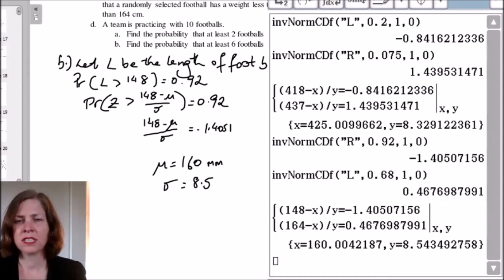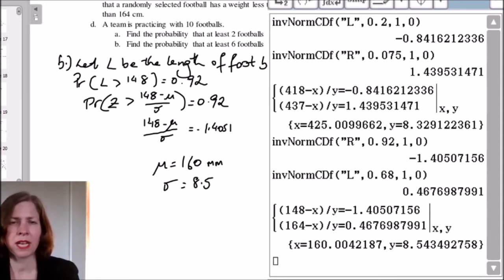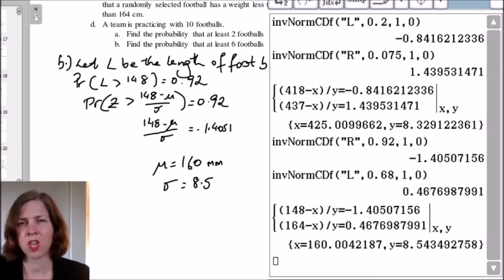So then I simply put that into simultaneous equations using X for mu and Y for sigma, and I got X is 160, so I wrote that down, 160 millimetres, and I got Y is 8.5435. I rounded that to 1 decimal place. Sigma is 8.5 because I wasn't told how many decimal places, and that seems a reasonable amount for the length of a football, half a millimetre. To the nearest millimetre. To the nearest tenth of a millimetre, I should say.